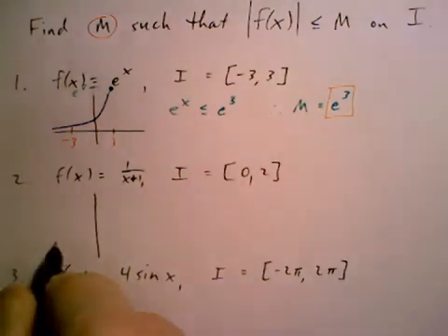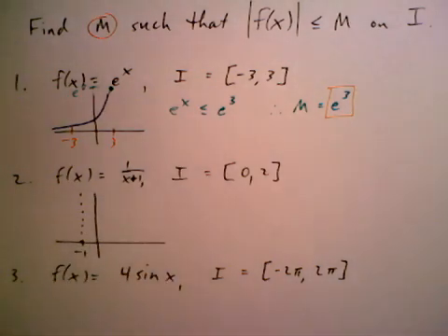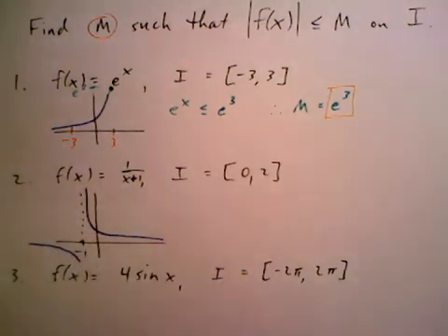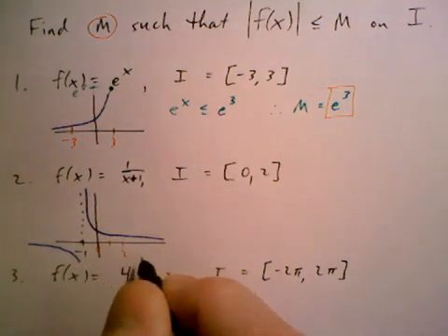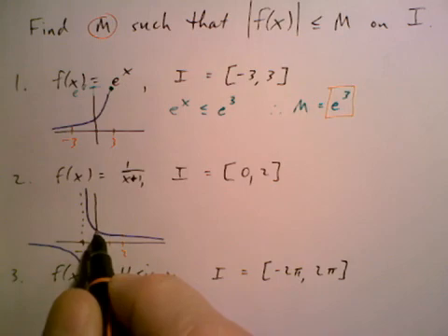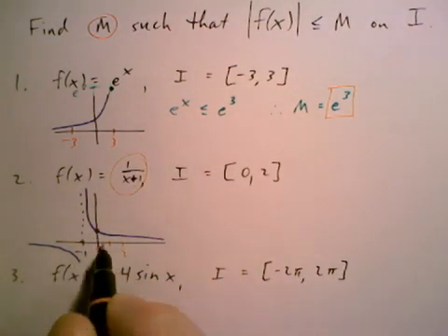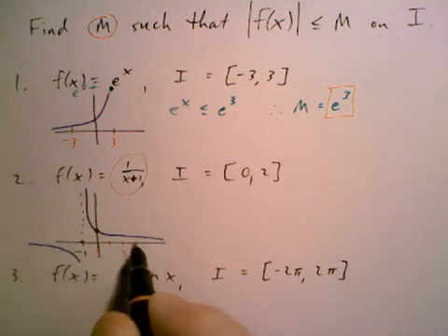For 1 over x plus 1, we know that -1 is a vertical asymptote, and 1 over x plus 1 looks something like this: it comes down there like that, and it goes over there like that. So that's what 1 over x plus 1 looks like. On the interval from 0 to 2, we can see that there's 0, 1, 2, and the maximum value this function can be is right there. It's a decreasing function over the interval from 0 to 2.